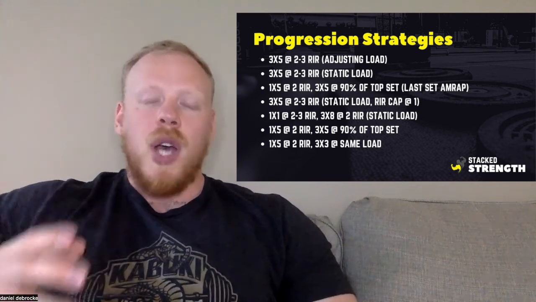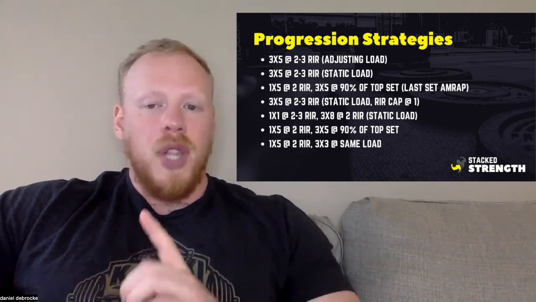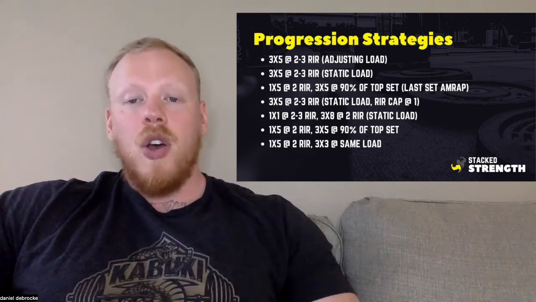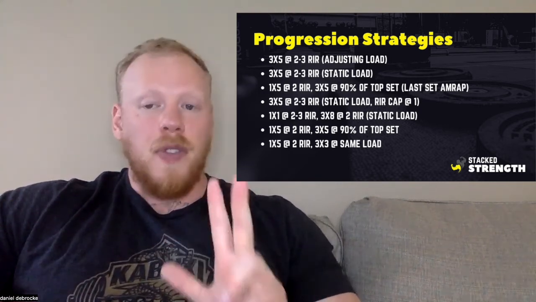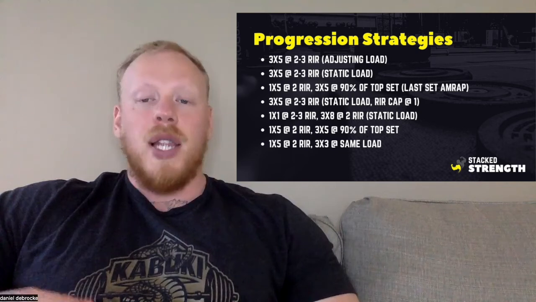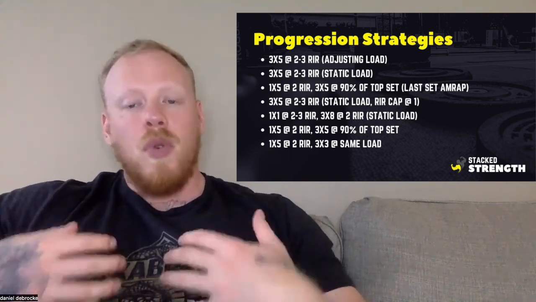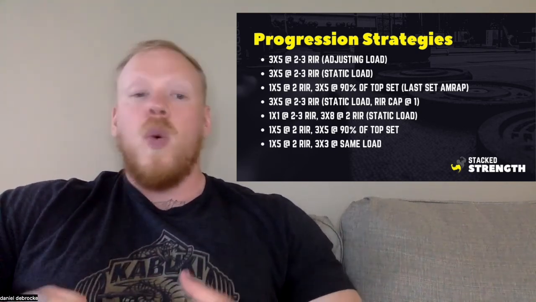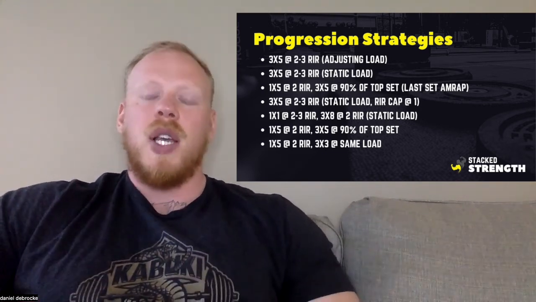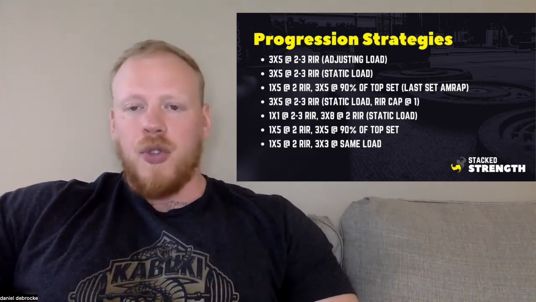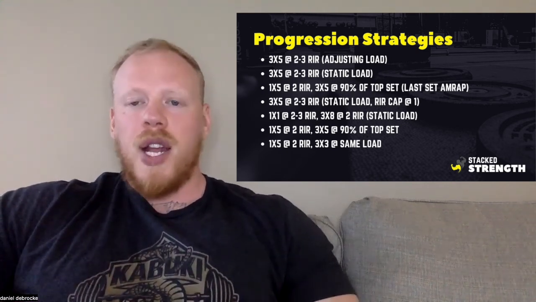So again, we do a top set of 5 at 2 reps in reserve, and then we do some back offs, but we keep the load the same. So instead of dropping the load, this time we're going to drop the repetitions. Instead of doing sets of 5, we're going to do sets of 3. Okay, and this allows us to, like I said, maintain exposure to higher intensities, present a more robust neurological stimulus while still getting a little bit more volume to kind of build up muscle and preserve some muscle mass while still building up strength. So again, these are just 7 potential progression strategies that you can use.